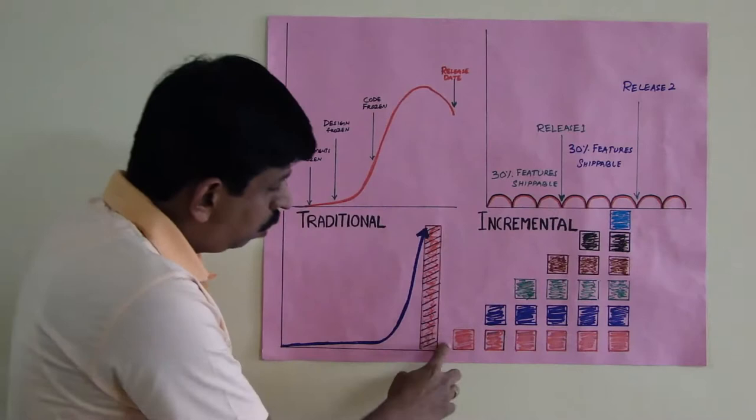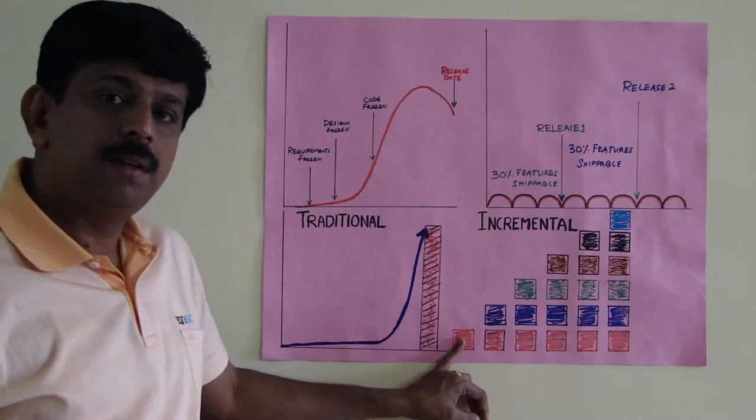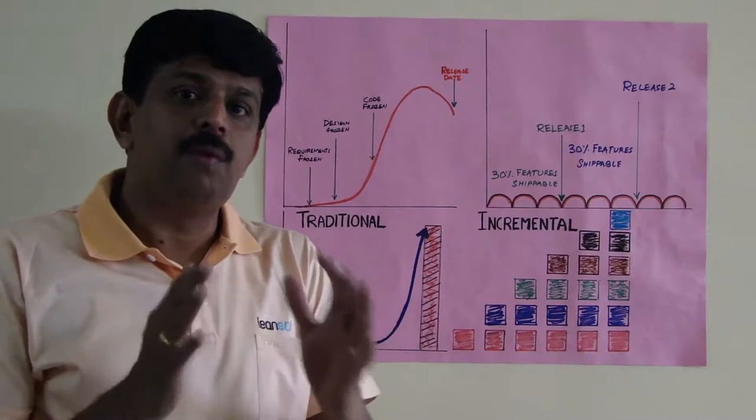For this box, let's assume that each box is a requirement. We pick the first requirement and completely build it. How do we build it? We do the requirements, the design, the development, and testing, and at the end of 2 weeks, we keep it fully done. It is a potentially shippable quality product.